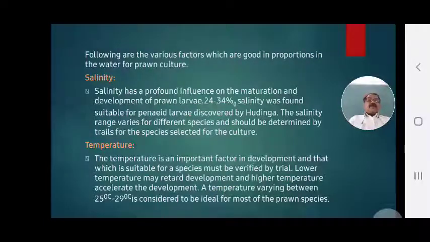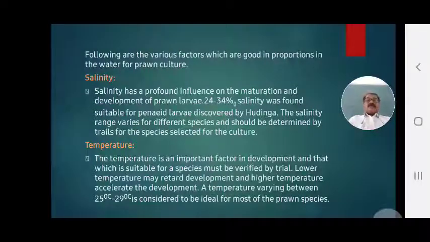Following are the various factors that are good in proportions in the quality of water for prawn culture. These parameters should be found in an ideal way, in a proper manner.